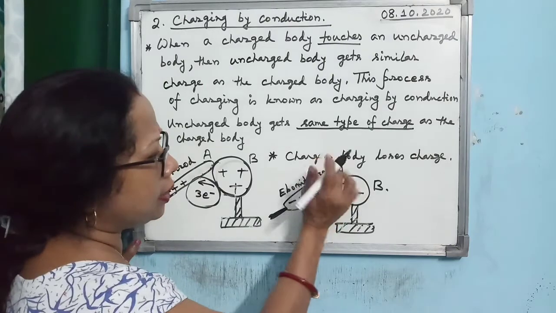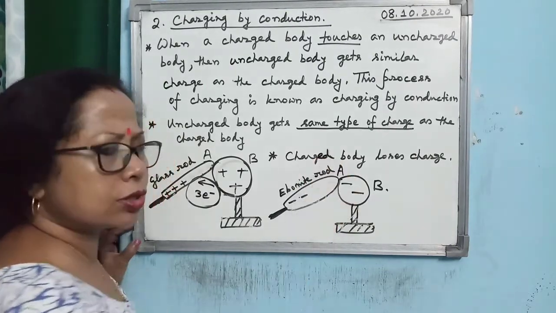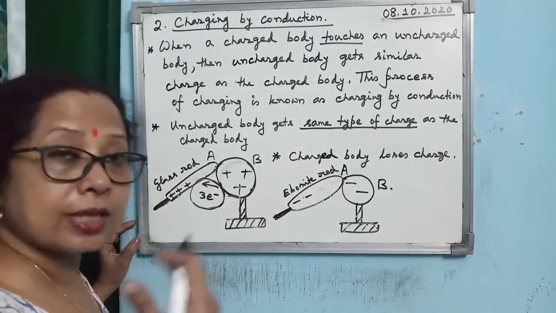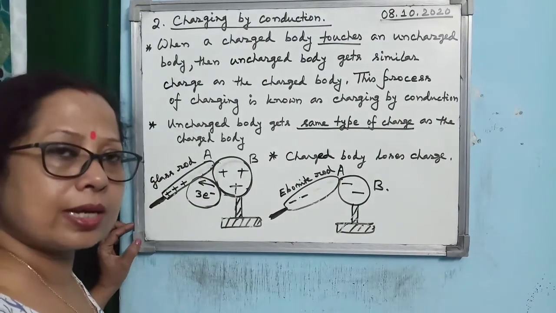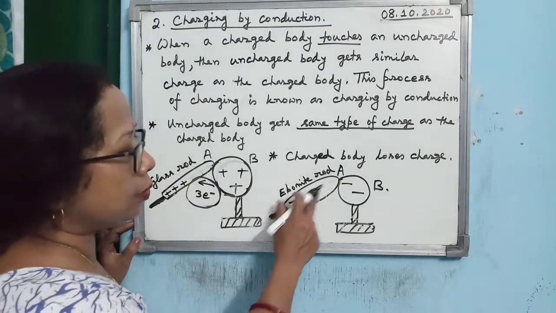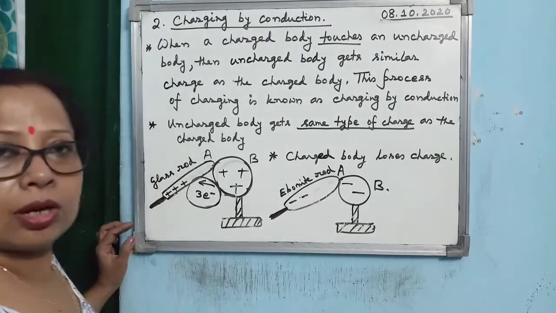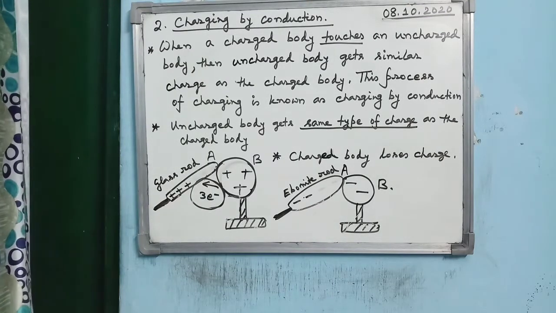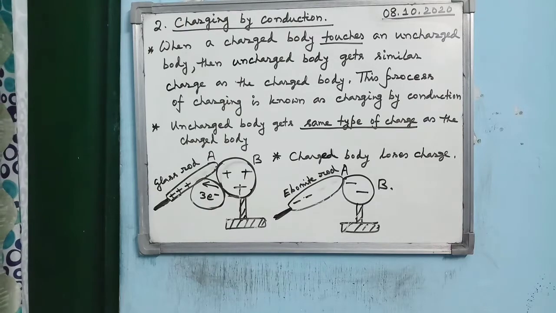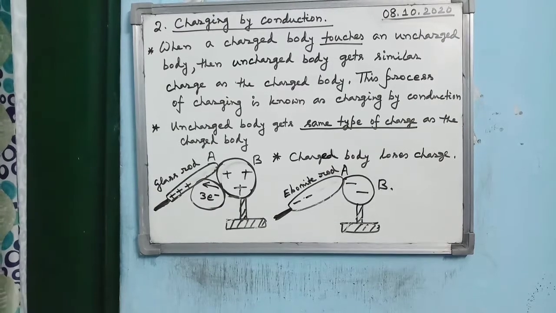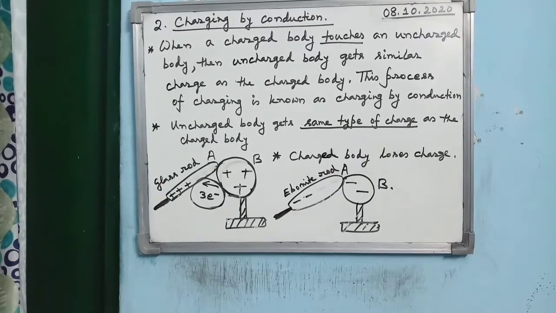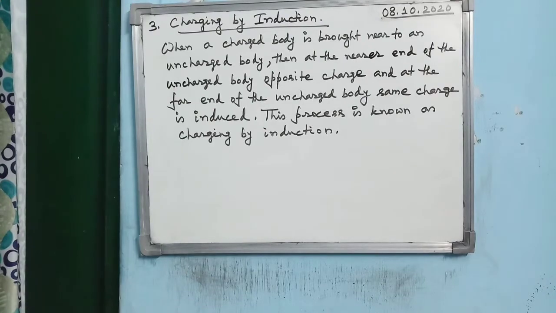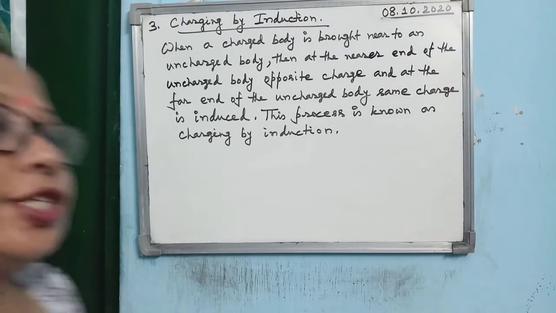And another thing that is happening: the charging body loses charge. The charging body, the body which is charging the other body, is known as the charging body. It loses charge. Alright, so these are the examples of charging by conduction. Now next one is charging by induction.